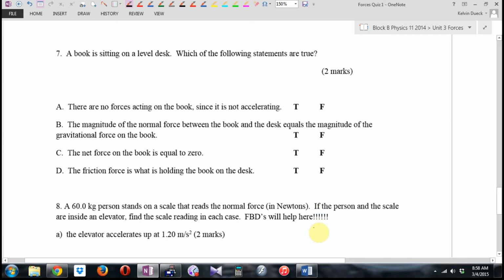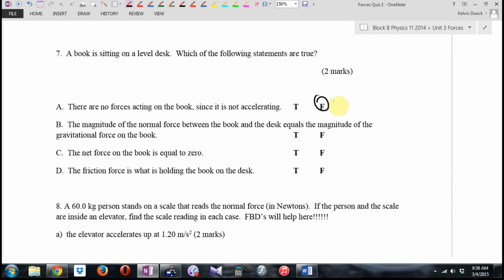A book is sitting on a level desk. Which of the following statements are true? There are no forces acting on the book since it's not accelerating. True or false? What forces are acting on the book? Get the obvious one. Is it sinking into the ground like quicksand? Is it flying into you like Superman? Then using Newton's laws, we can reason whatever gravity is pulling down with 10 newtons, the table is pushing up with 10 newtons, and we've given that force that inanimate object surfaces apply a special name. We call it the normal force.